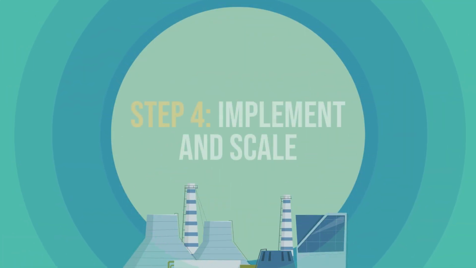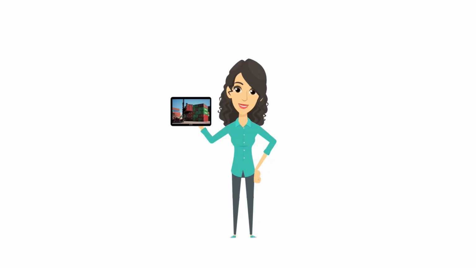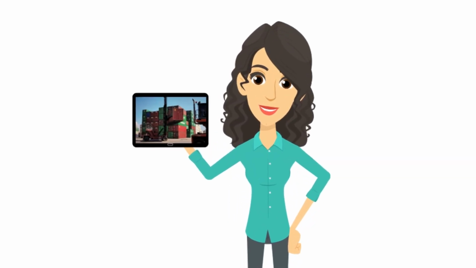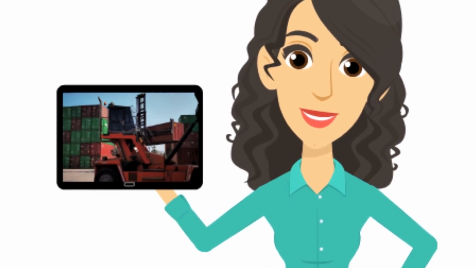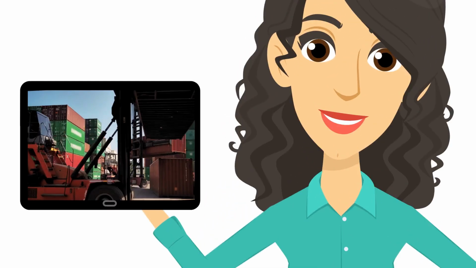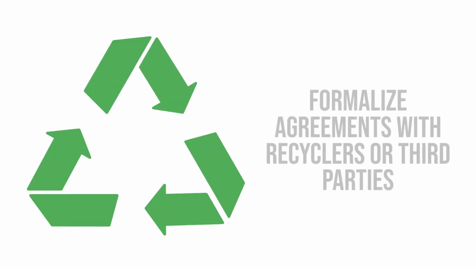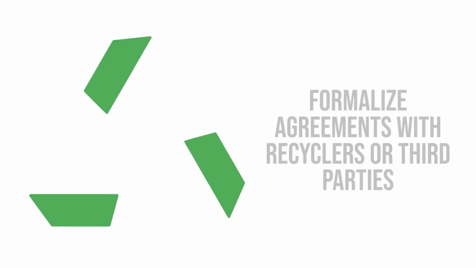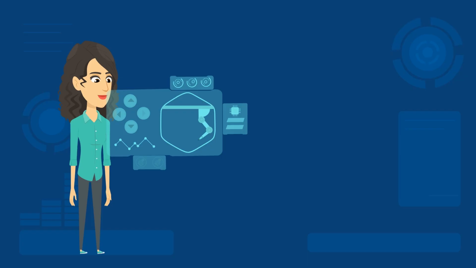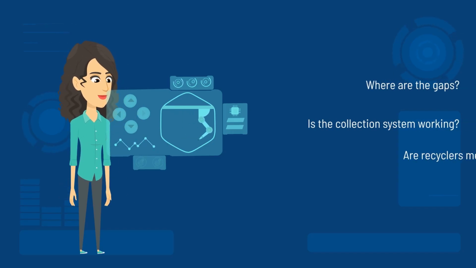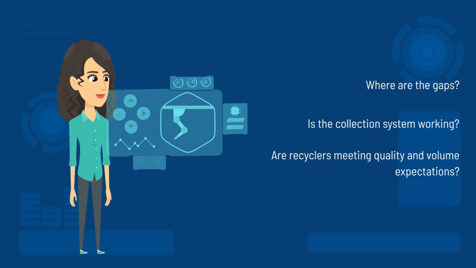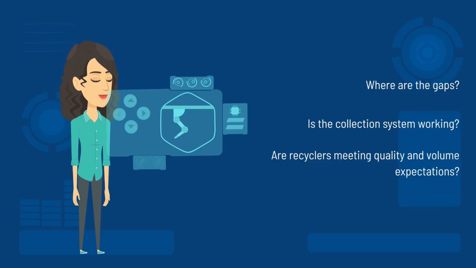Step 4. Implement and scale. Circularity becomes real through pilots. Select 1 or 2 waste streams and run a controlled pilot to test logistics, technologies, and partners. Formalize agreements with recyclers or third parties, operate under defined processes, and monitor results using your KPIs. Once you have data, evaluate performance. Where are the gaps? Is the collection system working? Are recyclers meeting quality and volume expectations? Adjust the process, then expand gradually to other materials or sites.